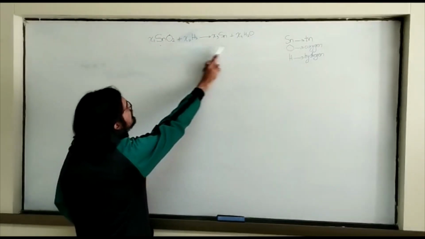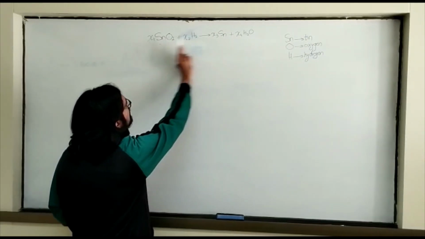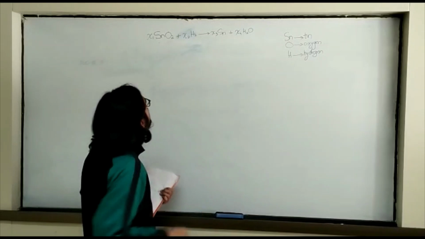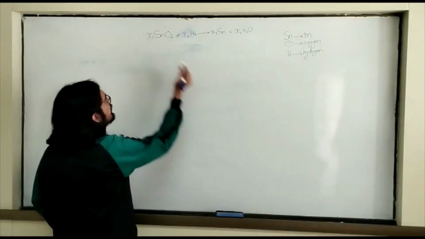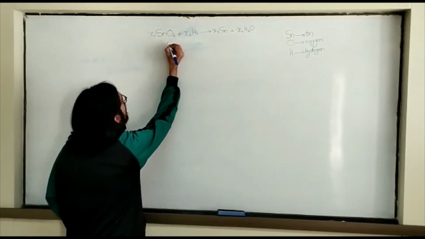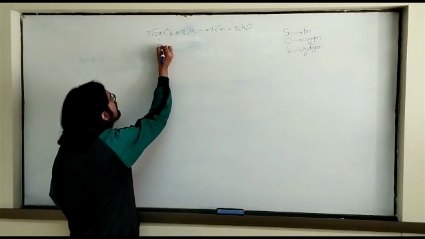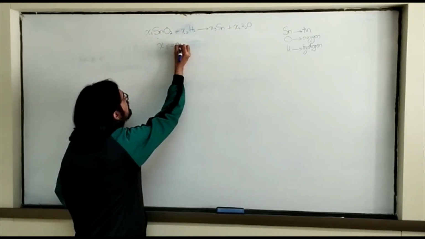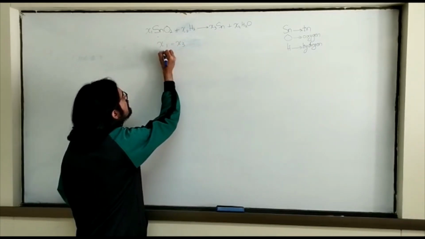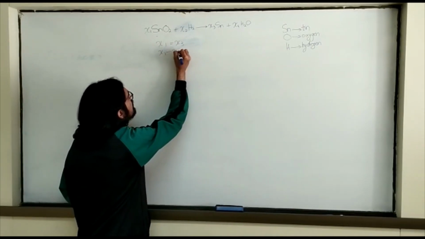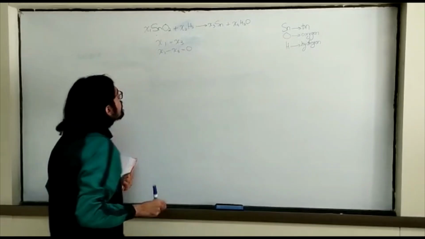So from this equation we put a variable in front of each element. For tin, since there's 1 tin here and 1 here, the equation becomes x1 equal to x3, which simplified becomes x1 minus x3 equals 0.